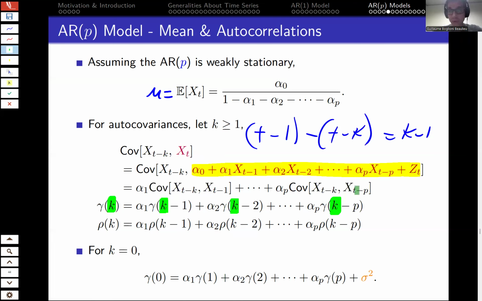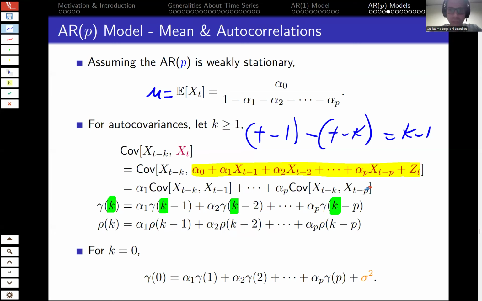Now, of course, this is very general because p could be whatever. p could even be 1, in which case we're back to AR(1) where we don't have this. We just stop at k minus 1 if p is 1. But this works for any p. So if p is 2, we just need to stop here. If p is 3, we stop here, and so on. That's for the autocovariances.